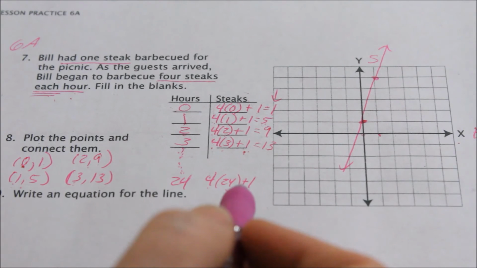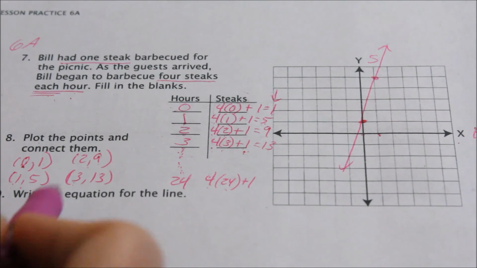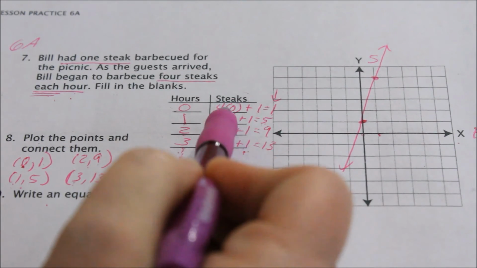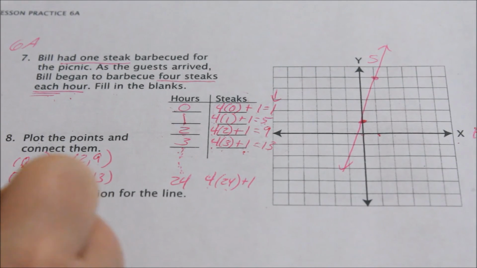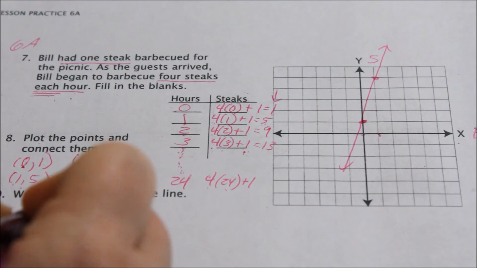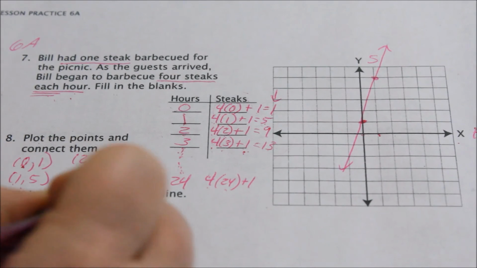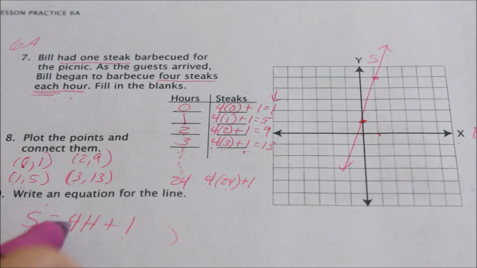Okay, number 9 says we want to write an equation for the line. So you take this information from the graph and you say, how did we get the number of steaks? I'm going to use S for steaks. This is how we calculated steaks. Steaks equal 4, we took 4 times the number of hours we worked plus the original one he started with. So this is the equation that matches this table. Our steaks equal 4 times our hours we worked plus the original steak, the one steak he started with.